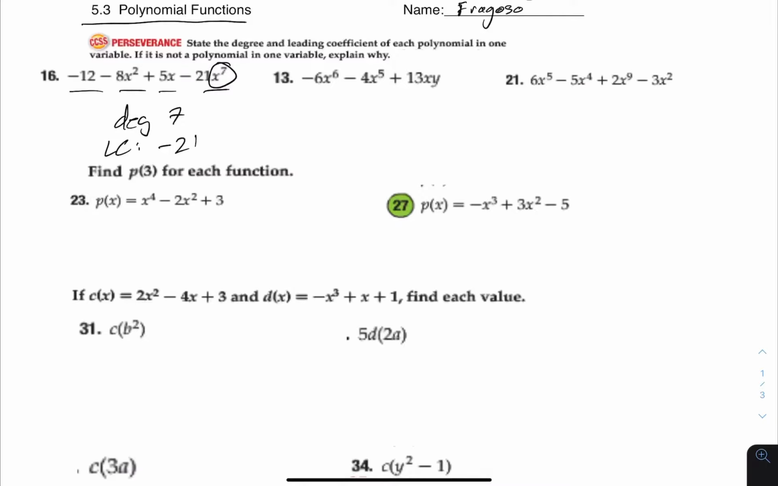13 has an x and a y, so it's not in one variable. It's the only problem here. It's not one variable.